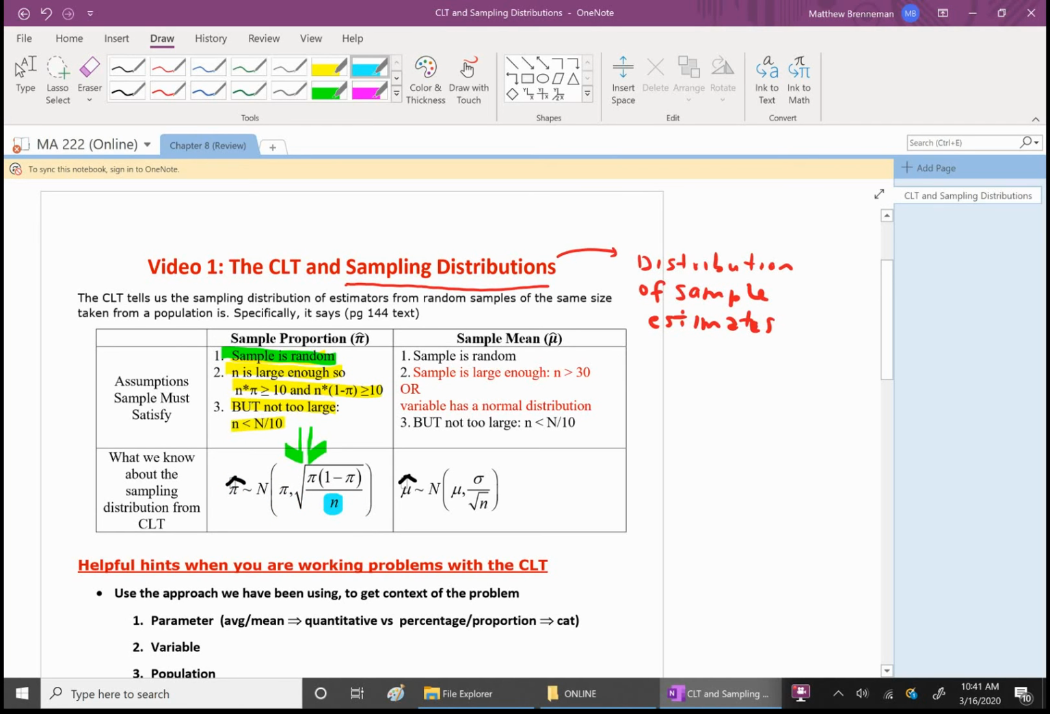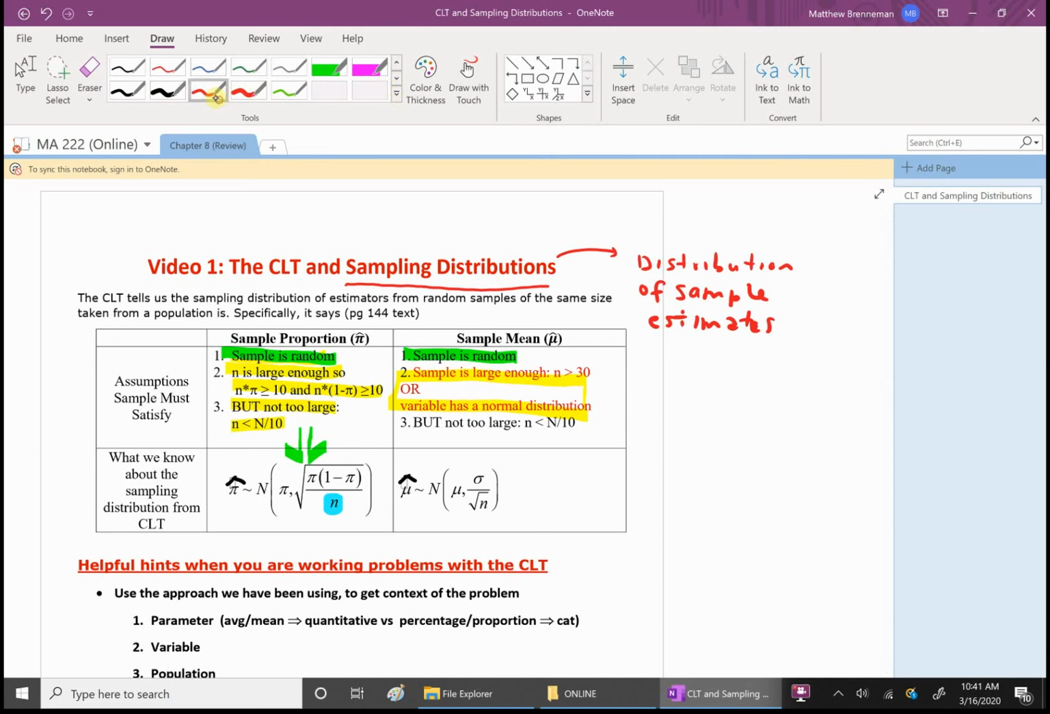On the other hand, if we're working with a quantitative variable, we're trying to estimate mu. So our estimators are mu hat. And again, we have the same sort of conditions, right? We need, again, a random sample. The condition for the sample size is kind of interesting here, though, because this is an either-or situation. As long as one of these is met, we're okay. So we can either have a sample size of at least 30, or our variable can have a normal distribution.